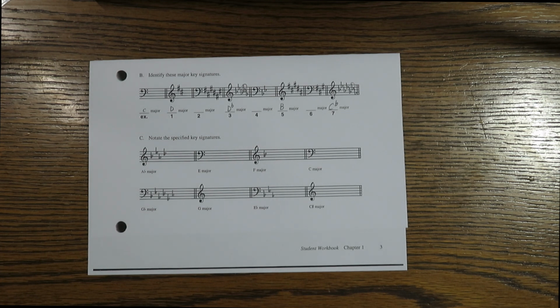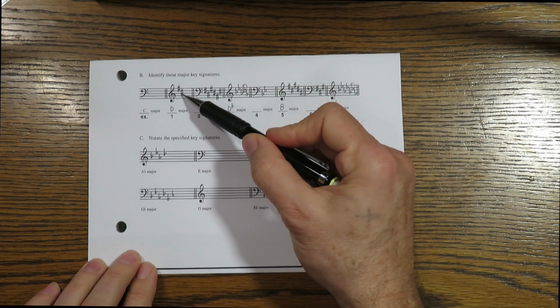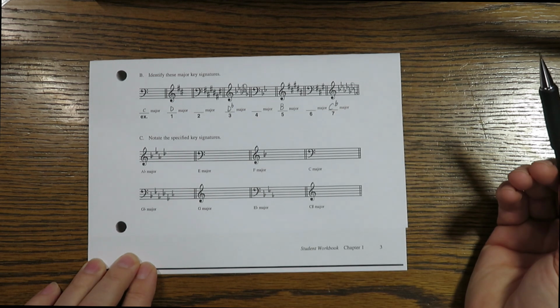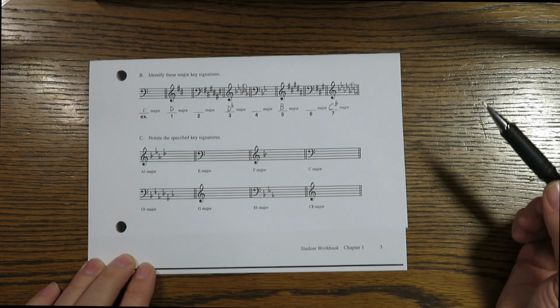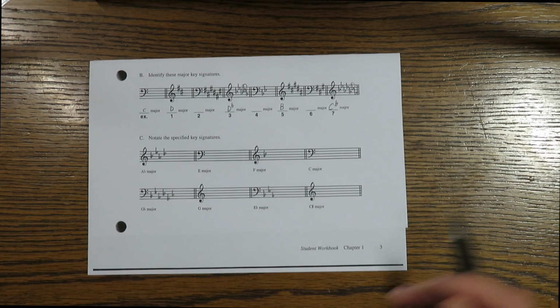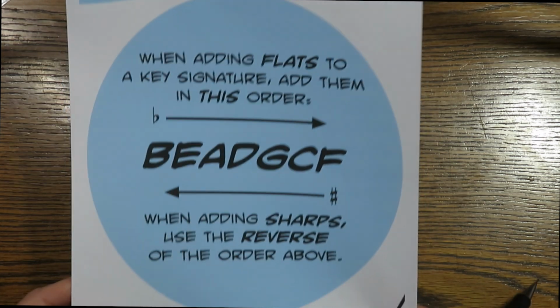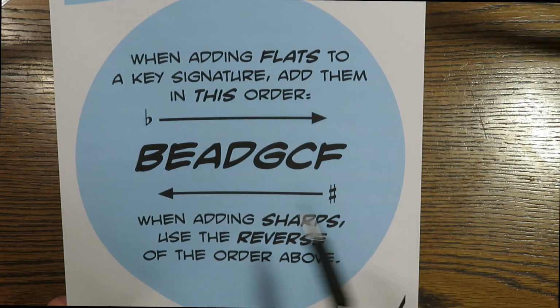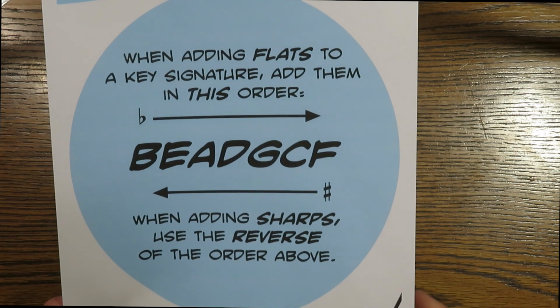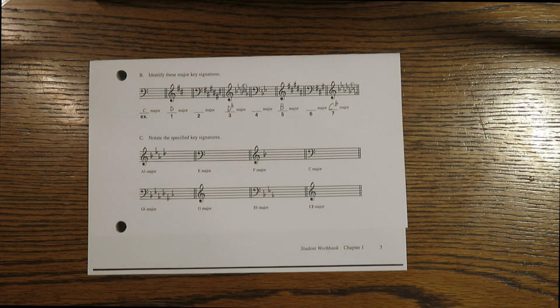Hopefully this is making sense to you, and hopefully I've given you some tools that you can use to find these keys. Just to recap, remember, go up a half step from the last sharp or back from the last flat. And remember the mnemonic device here for this, or just memorize that, either way. And you should be good to go.